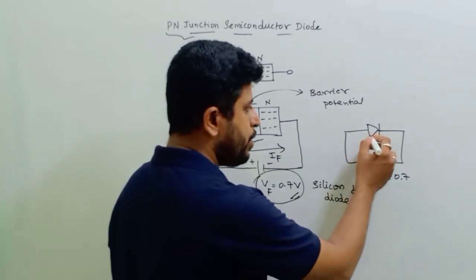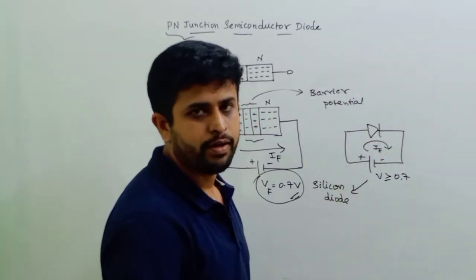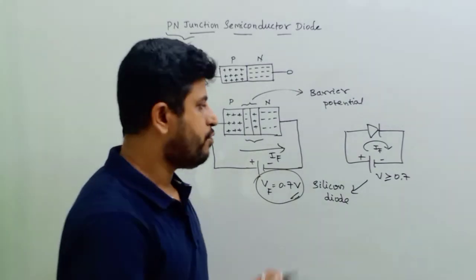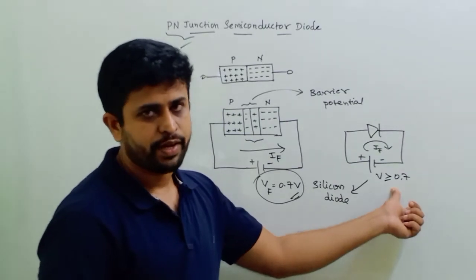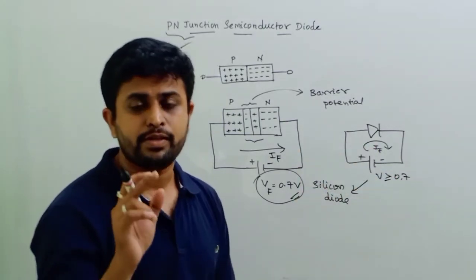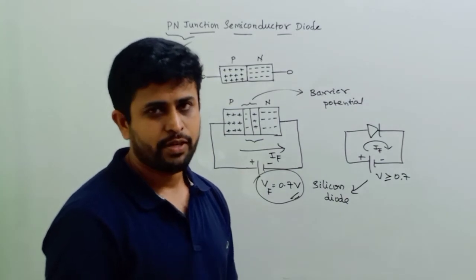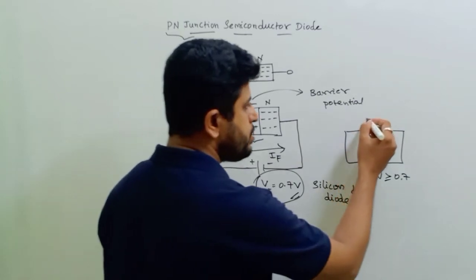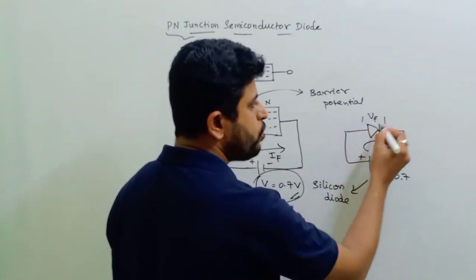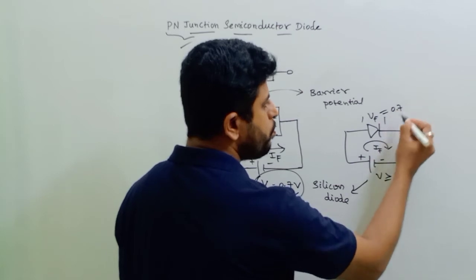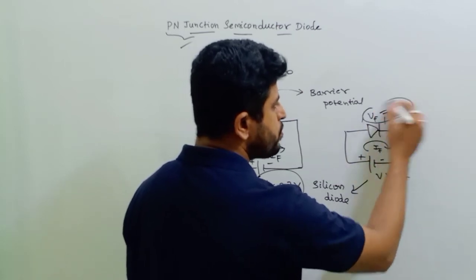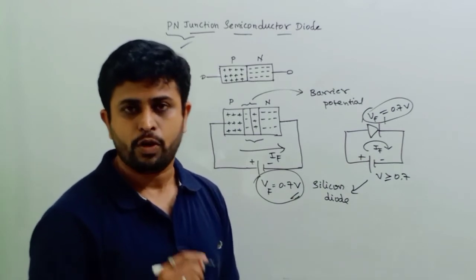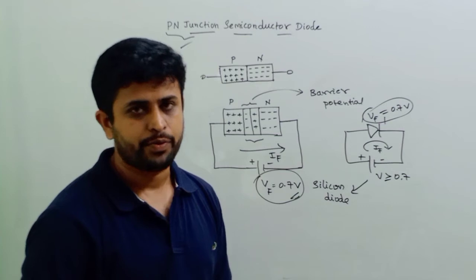And once the diode gets turned on, we call this condition, when current starts flowing in the forward direction, when the voltage is greater than or equal to 0.7, the diode is said to be turned on. When the diode gets turned on, there will be a voltage drop across the diode. How much? The forward voltage drop will be equal to 0.7 volts. Okay, so these things we should remember when we are talking about the forward bias of a diode.